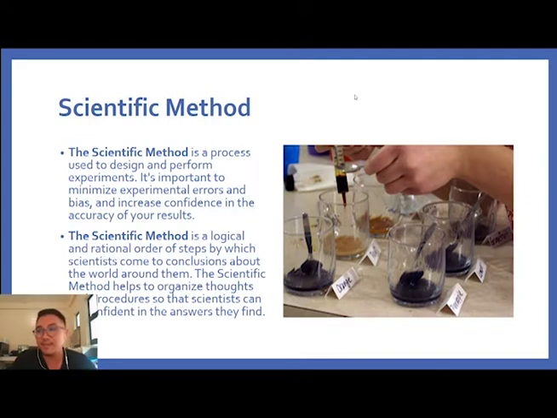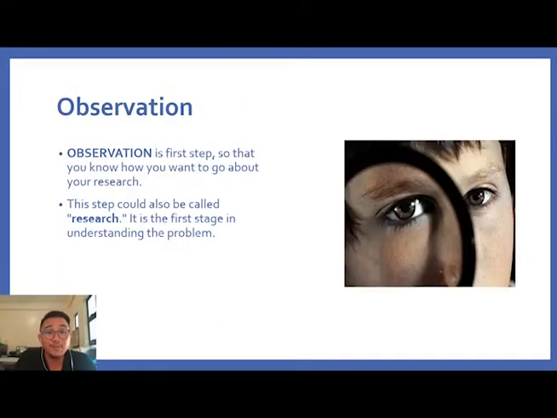The scientific method is a logical and rational order of steps by which scientists come to conclusions about the world around them. The scientific method helps to organize thoughts and procedures so that scientists can be confident in the answers they find. Let's start with the first one, observation.